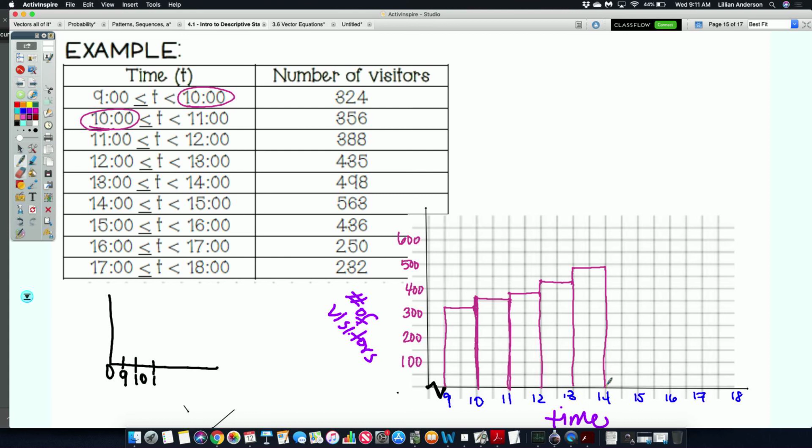So again, depending on how you scaled yours, that's how you're going to be drawing in your bars. This is how mine would look based off of my scale. Yours will probably look somewhat similar, but the one thing that's consistent for us is that our bars should be touching. There should be no gaps if you are creating a histogram. And that is how you create a histogram, okay?